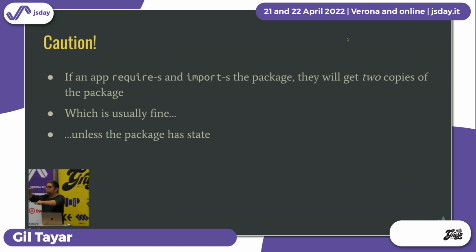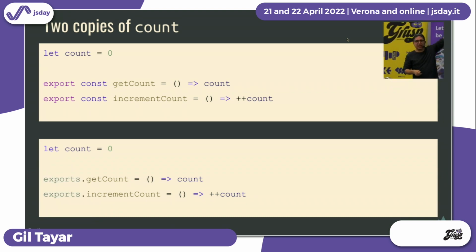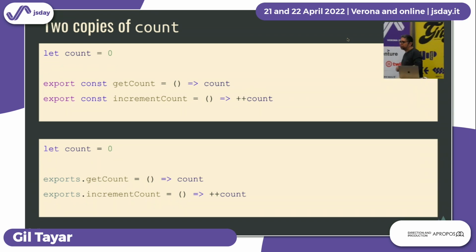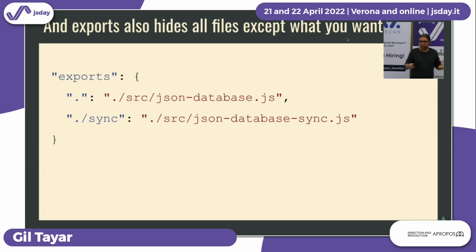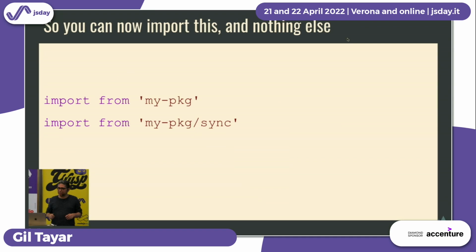Caution, by the way, we created 2 versions of the package, CJS and ESM. If I import and require, I'm getting 2 copies of that package. Usually that's not a problem, but if you have state in the module, for example, a counter, I have 2 versions of that counter. You can't have 1 version of that counter. So if you have what is called singleton data in the package, problem. How do we solve it? I don't know. There's another, let's skip that.